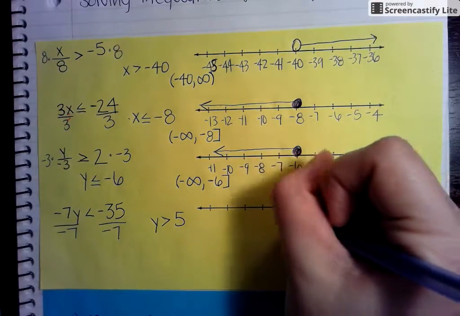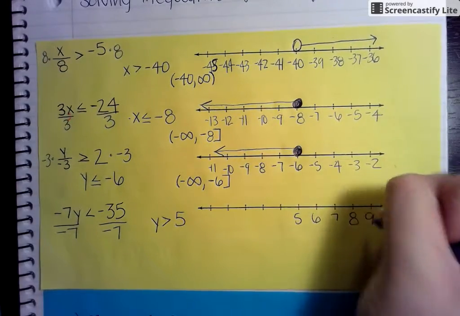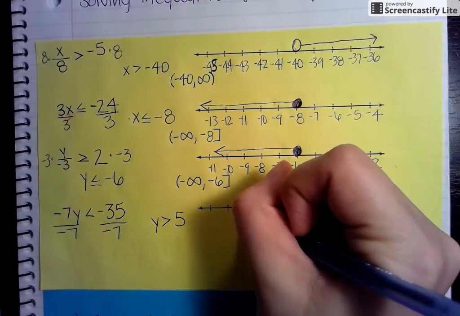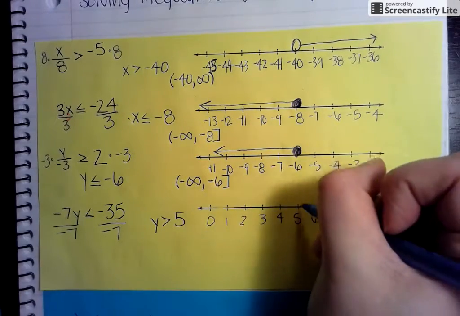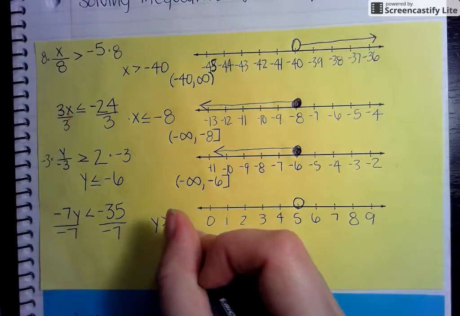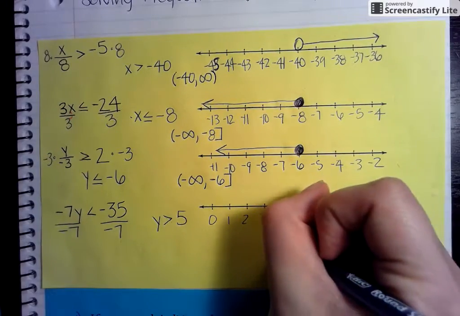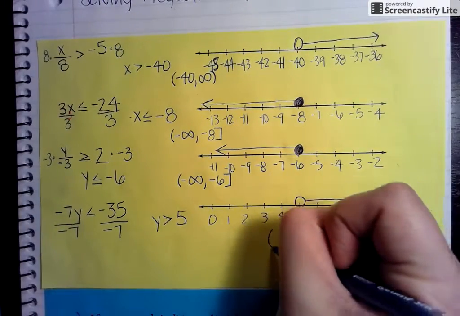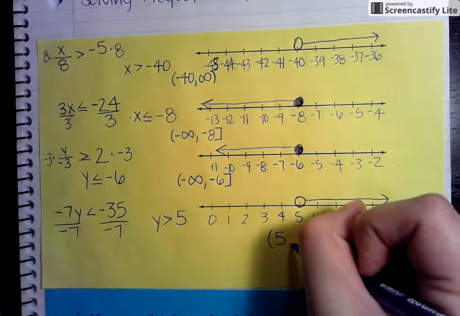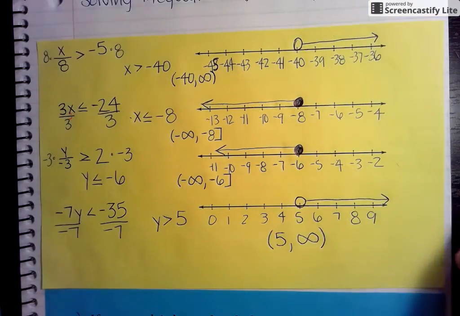And now I'm going to fill up my number line. So I have 5, 6, 7, 8, 9, and then 4, 3, 2, 1, 0. So I'm going to put an open circle on 5. I want all numbers that are greater than 5, so it's going to be going to the right. And I'm going to write my interval notation left to right. So I'm going to do parentheses because I'm not including the 5, comma, positive infinity because I'm going towards the more positive numbers, and then a parenthesis.